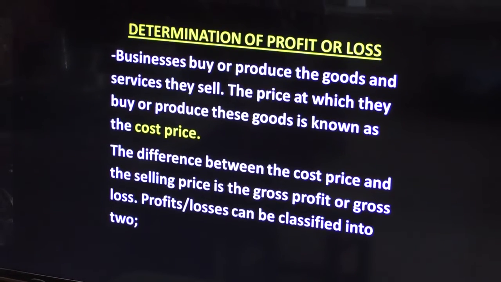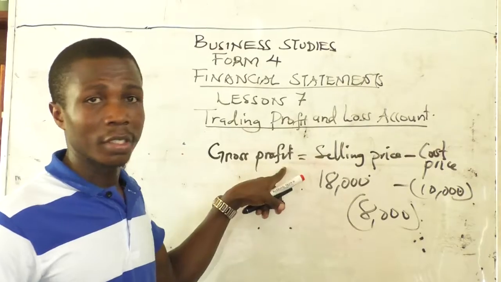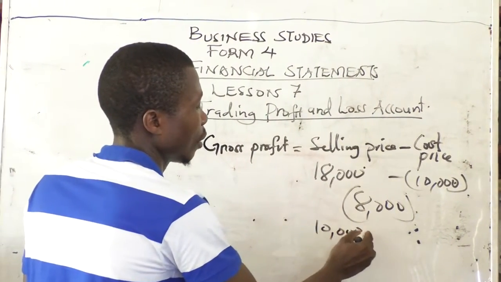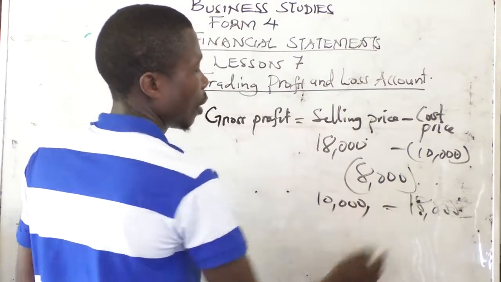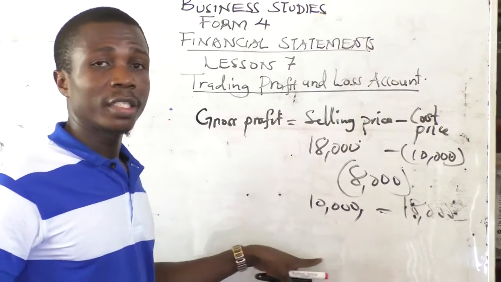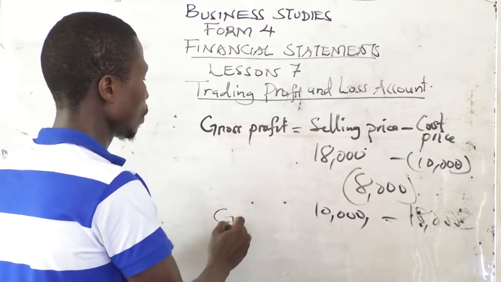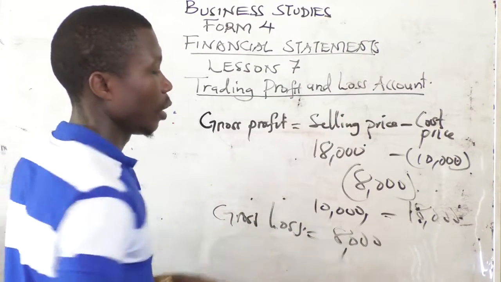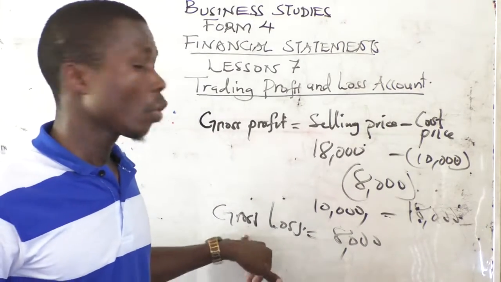If the selling price is higher, then it becomes gross profit. If the selling price is less compared to cost price, let's say that here we are having 10,000 as selling price, then the cost price was 18,000. Then that means the amount there will be negative 8,000. But you don't write negative, you omit the negative. So you write gross loss. So gross loss will be 8,000 if it was the opposite. So when the cost price is higher than the selling price, then it becomes gross loss.